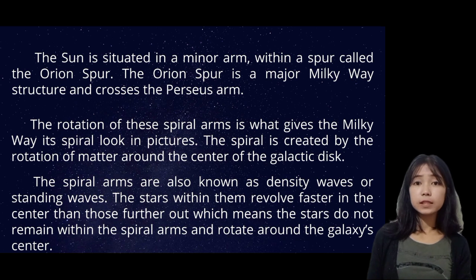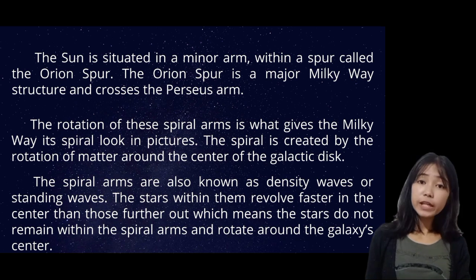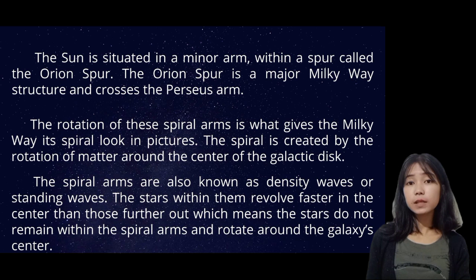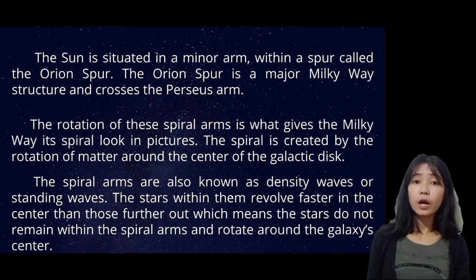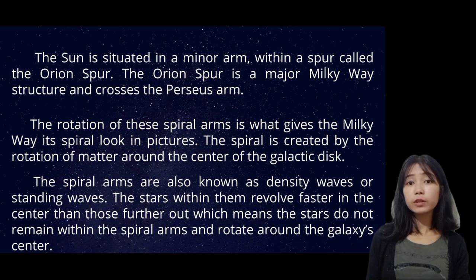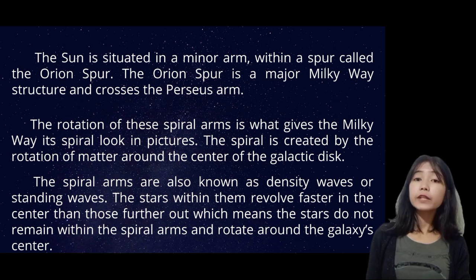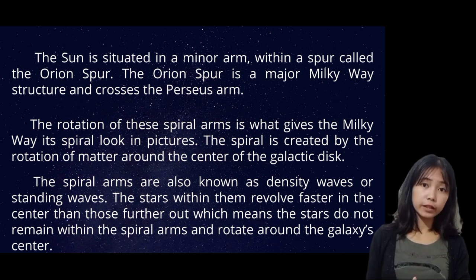The Orion Spur is a major Milky Way structure and crosses the Perseus arm. The rotation of these spiral arms is what gives the Milky Way its spiral look in pictures. The spiral is created by the rotation of matter around the center of the galactic disk. The spiral arms are also known as density waves or standing waves. The stars within them revolve faster in the center than those further out, which means the stars do not remain within the spiral arms and rotate around the galaxy's center.